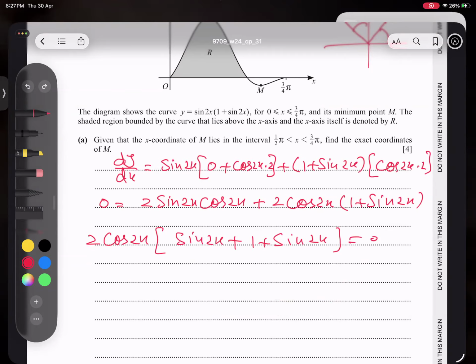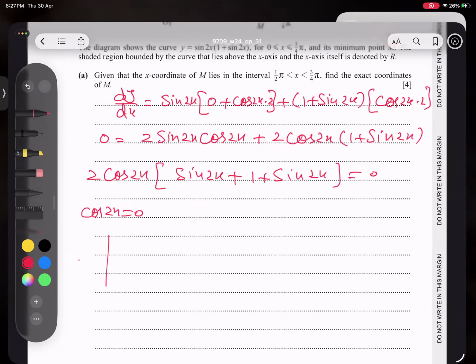Okay, cos double x equal to 0. It is not possible. Why not possible? Because cos 0 is at pi by 2 and 3 pi by 2, so these are all crossing the boundary. Even if we get it, this pi by 4 is in the first quadrant. It's not in the range. So out of range.